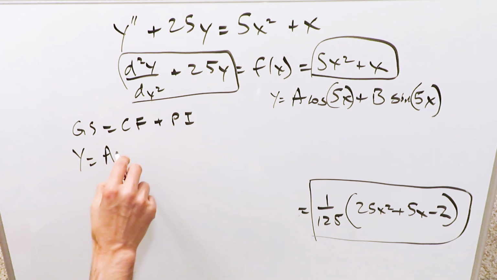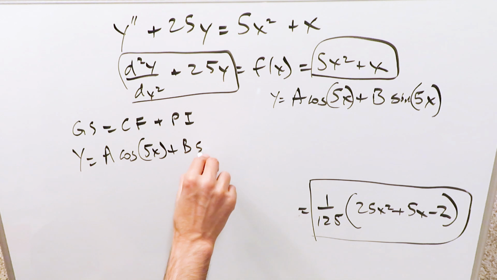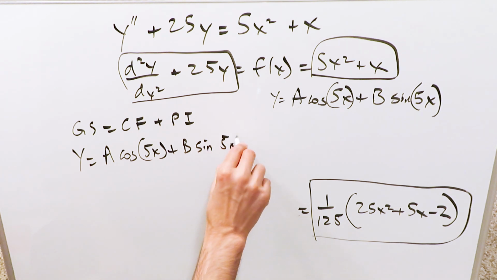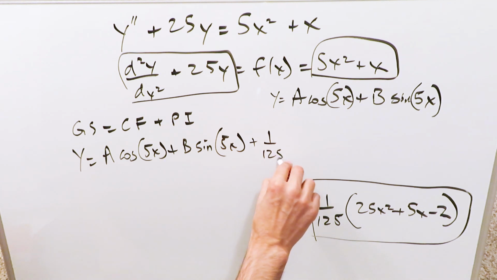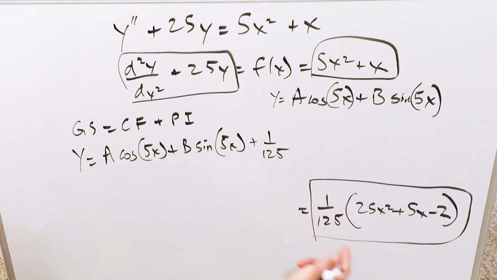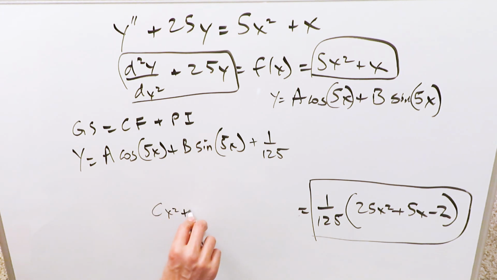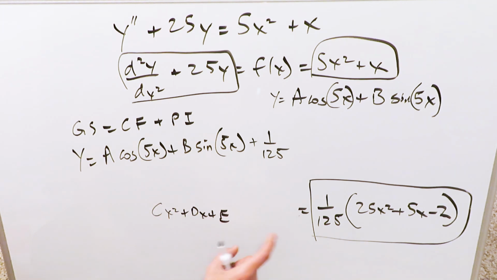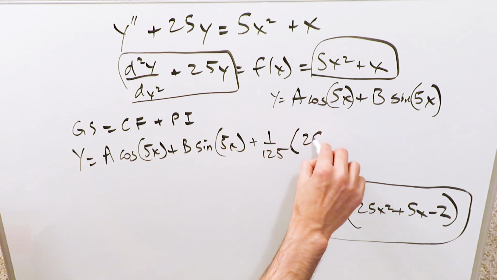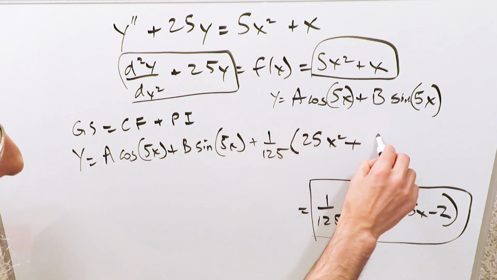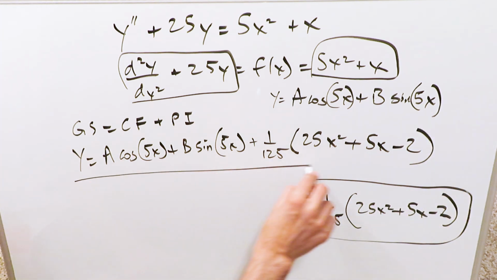It was equal to a cosine 5x plus b sine 5x plus my particular integral, which is all of this, 1 over 125. And you don't have to do this common denominator. You could have kept everything separate, c, d, and e, in the cx squared plus dx plus e format. But by putting it in this way, it looks a little better. You have here parentheses 25x squared plus 5x minus 2, and here is our entire solution.